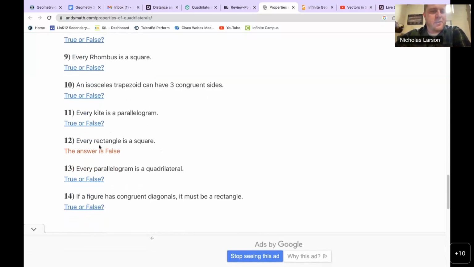Not sure why the answer is shown, but every rectangle is a square. No, that's not true. Every parallelogram is a quadrilateral. Yes, absolutely. And if a figure has congruent diagonals, it must be a rectangle. So let's double check. If a figure has congruent diagonals, it must be a rectangle.